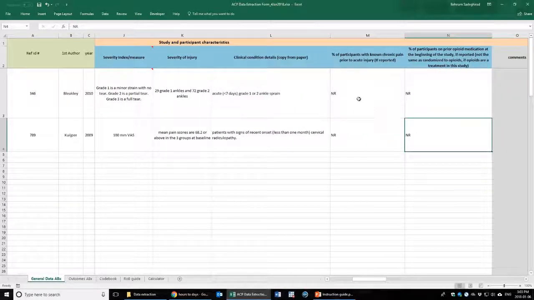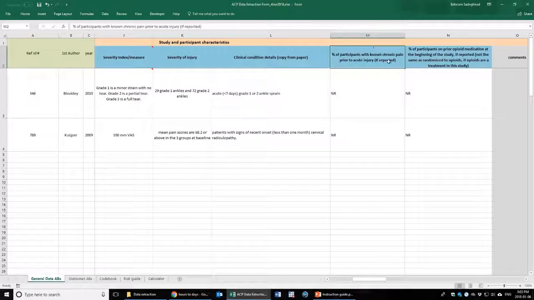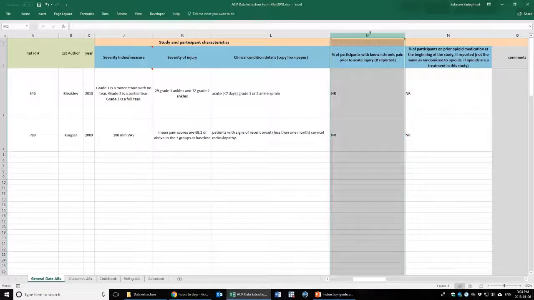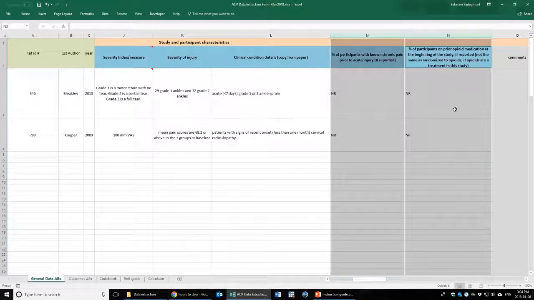Our panel is interested in chronic pain and opiate use prior to enrollment in this population. In columns M and N, if reported, we would like you to record the percent of participants with a chronic pain condition prior to their acute injury, and the percent of patients who came into the study on opioid medication. We mean opioid medication unrelated to the study. People on opioids for something else and happen to be taking them when they were enrolled. If the study randomizes patients to opioids, this is not the section where we record that information.